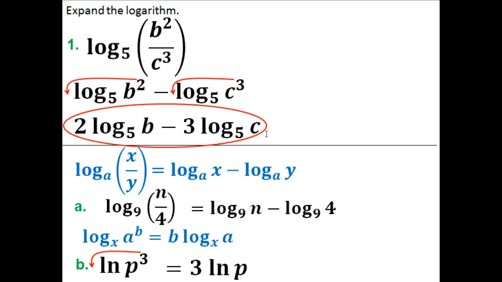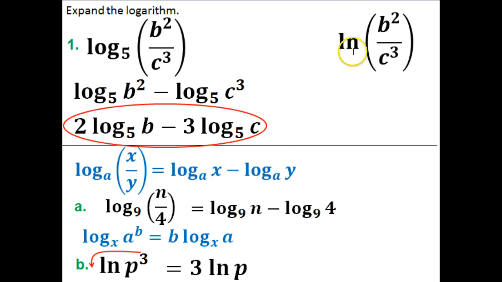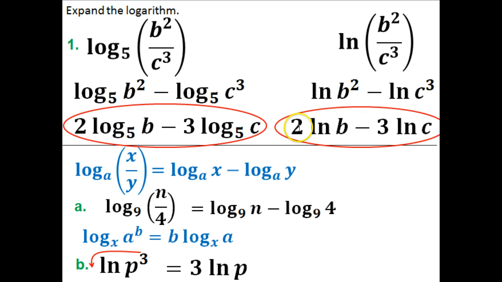Now let's look at one that is a natural logarithm. Here's our natural logarithm, and this one is going to follow the exact same rules. In fact, I kept all the variables the same, b squared, c cubed. So this division here means that we're going to subtract. I'll do that first. Natural log of b squared minus natural log of c cubed. And we do the same thing where we move these way out in front here. So we're going to do that now. Moved it out in front. This is 2 natural log of b minus 3 natural log of c.